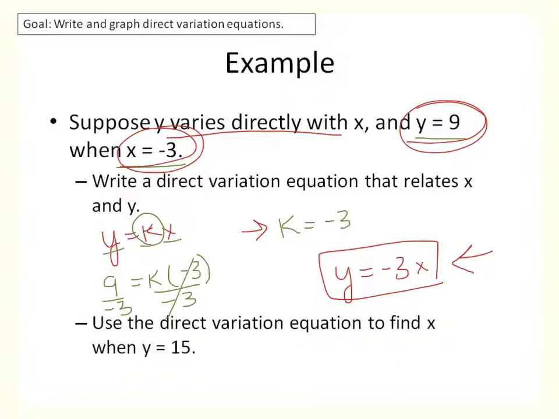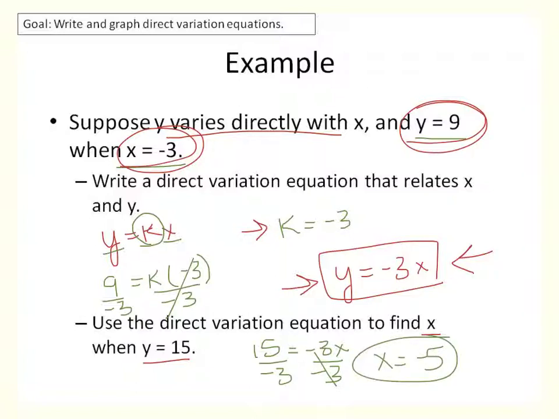Now I want to use my equation to find x when y is 15. So I'm going to use this equation. Y is 15. I want to solve for x, so I'm going to divide by negative 3. X equals negative 5. Alright, two more examples.